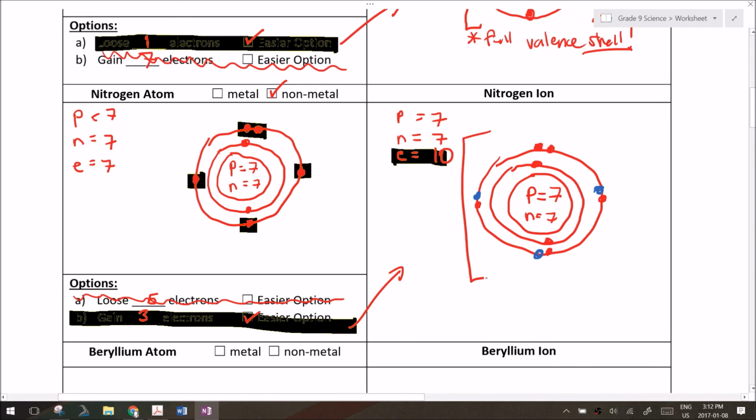Put my square brackets in because it's an ion, so it needs brackets around it. And I've gained 3 electrons. I've taken on more negative charge because I've added these electrons. So I have a negative charge of -3. And that's my nitrogen ion.